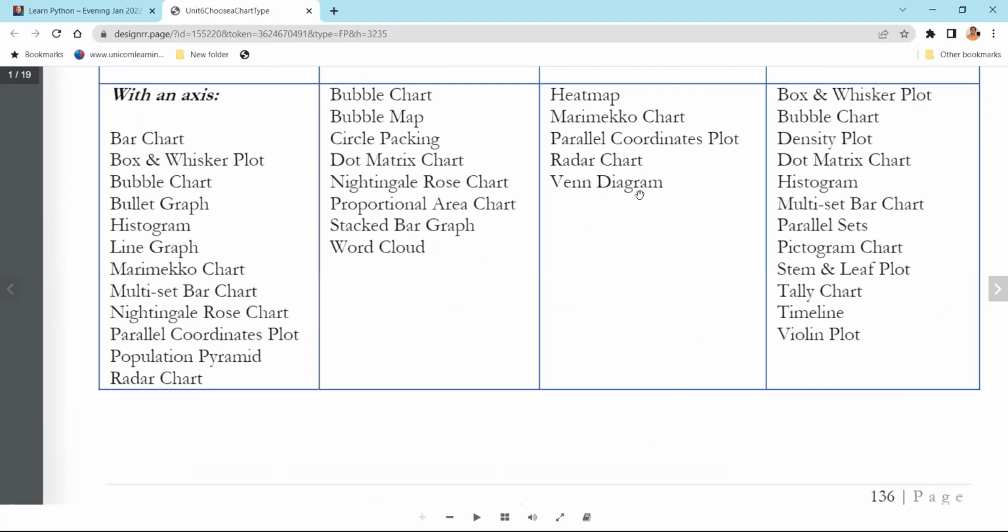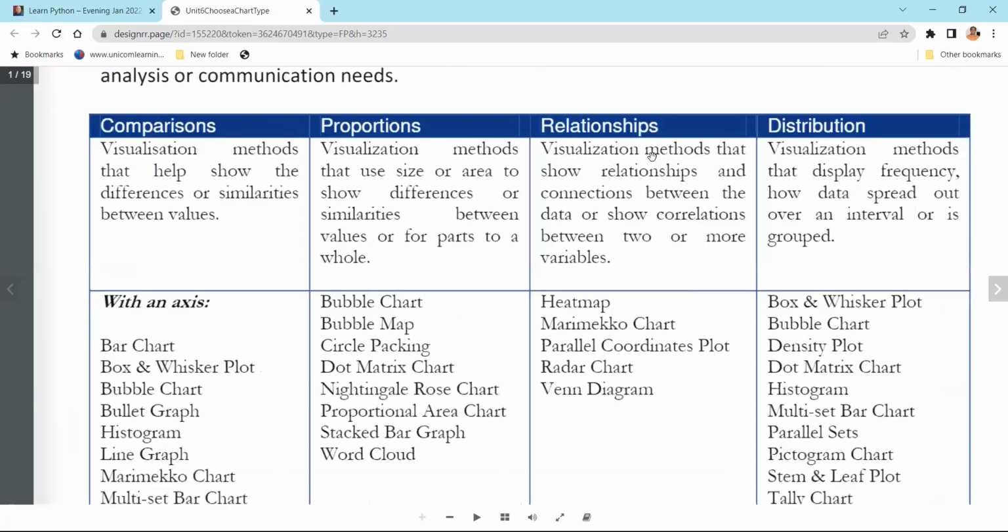Then you have relationship. This talks about relationship. So you have to show relationship. You can show heat map, and we will do heat map as part of our work, so we'll see this more. Heat map, Venn diagram. These are some of the graphs that we do for relationship.